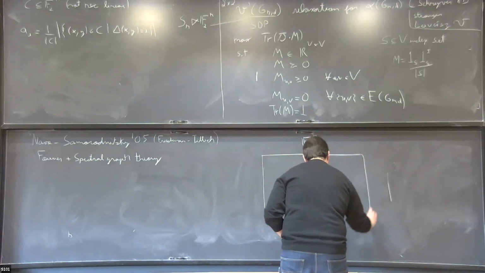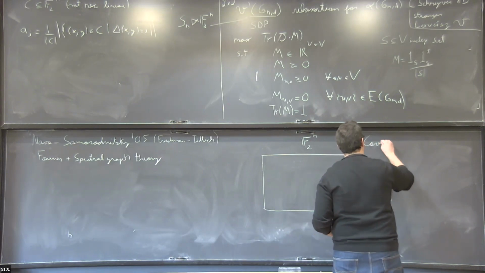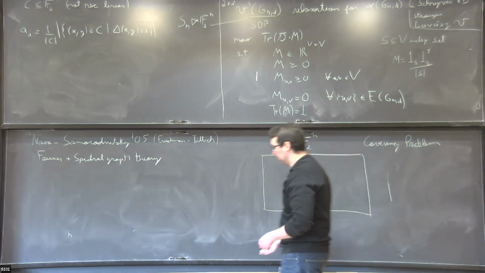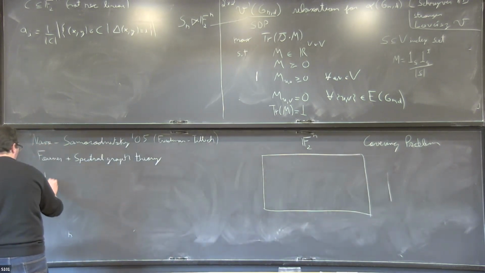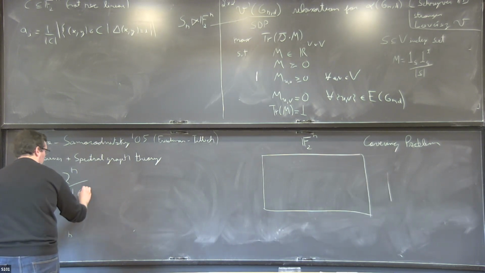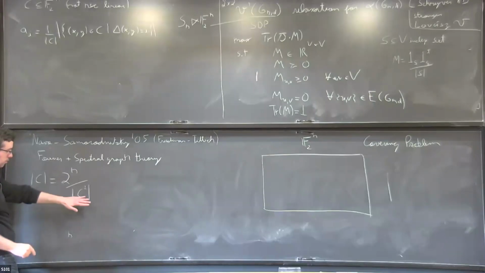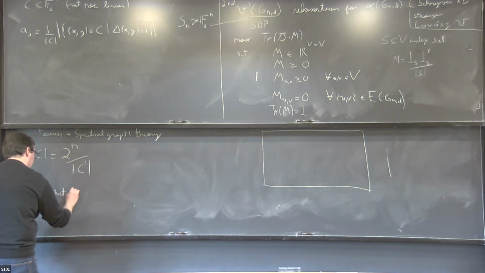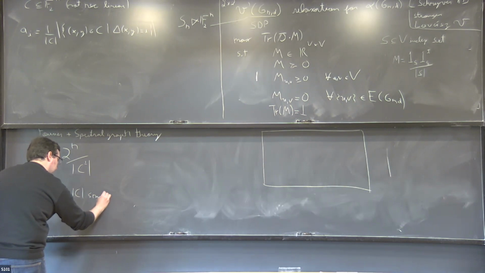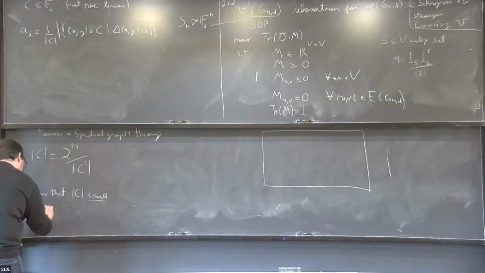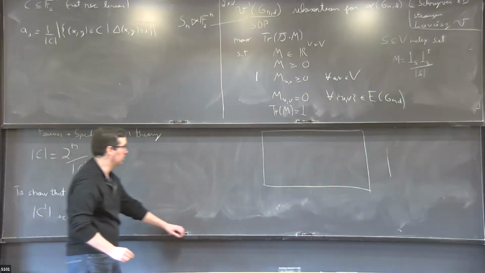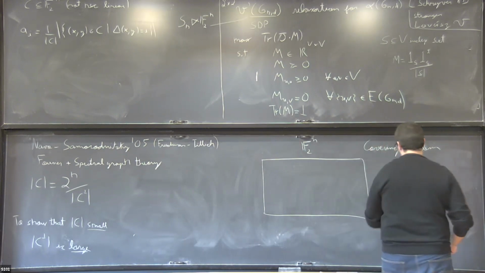So here we have F2 to the n, and we'd like to consider a covering problem, but from the perspective of the dual, right? So we have this inequality: the size of the code is 2 to the n divided by the size of the dual. And if you want to give an upper bound on the size of the code, it suffices to prove that the dual is large. To show that C is small, very vaguely speaking, it suffices to show that the dual is large.